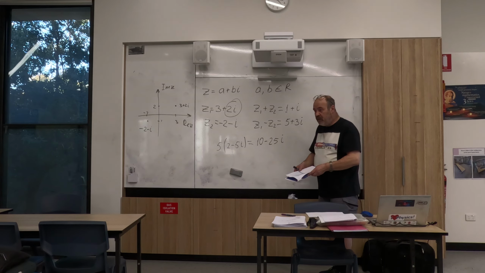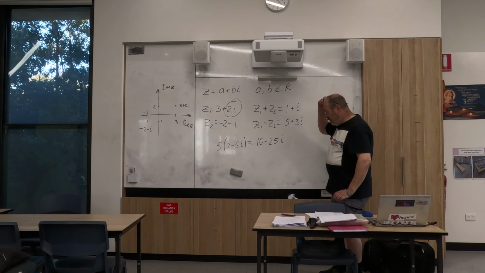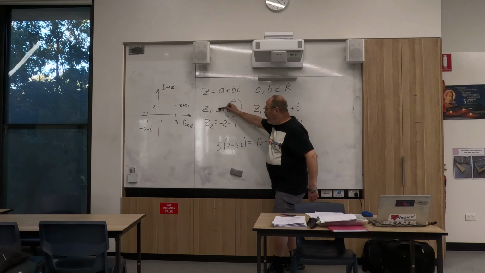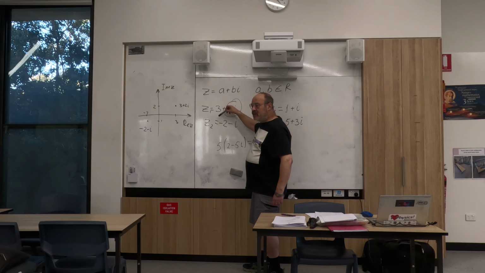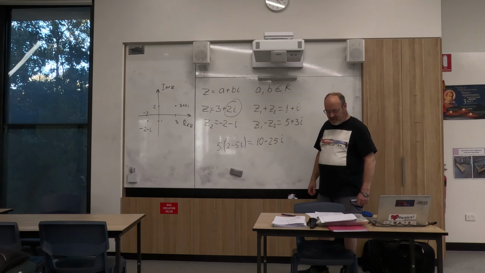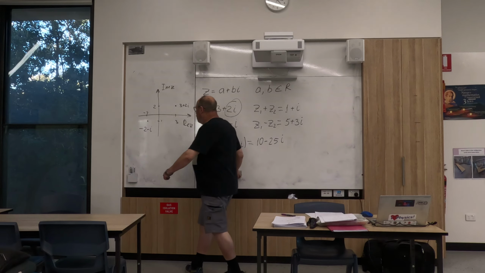Wait, why? What do you mean? Why does it work this way? Why does subtraction and addition work this way? Why do you do this with the i? I don't understand. In addition, we add the real parts, of course, and we add the imaginary parts.